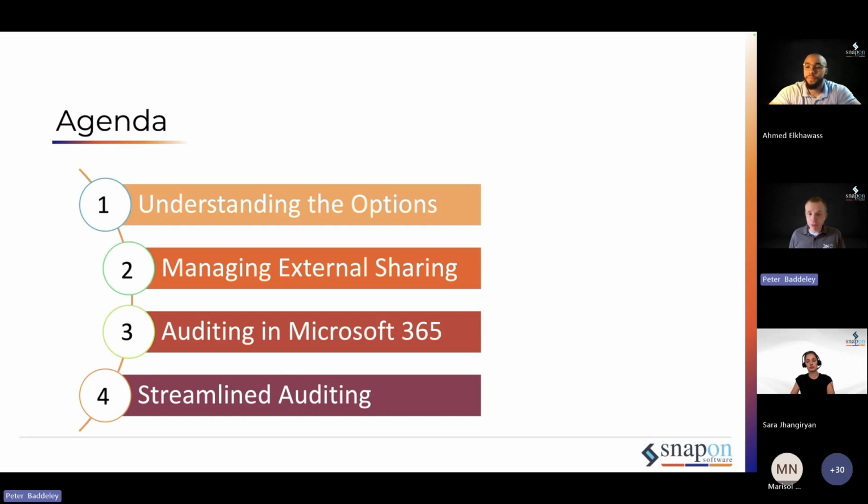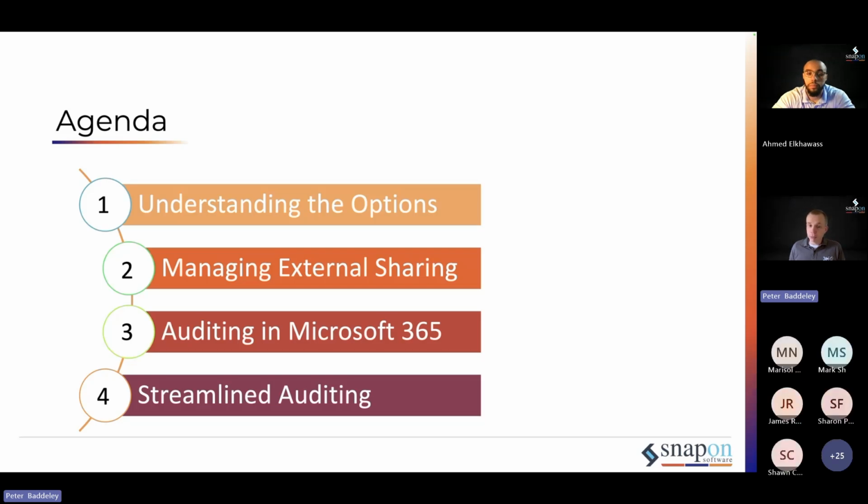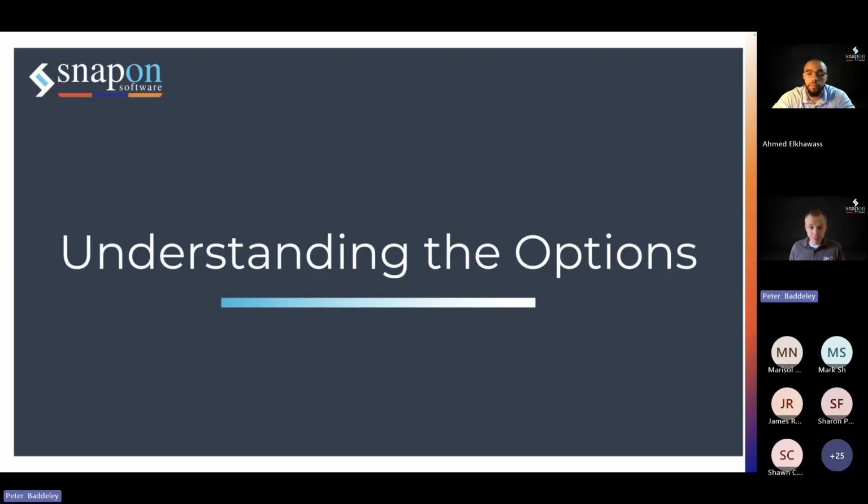So a brief agenda, we've got a lot to cover. We're going to be talking about external sharing, external access in Microsoft 365. So first I'll talk a little bit about understanding the options. Then I'll talk about the managing of external sharing. Then we'll move on to auditing in Microsoft 365 with relevance to external access. And finally, we'll look at some options for streamline auditing and how SnapOn Software products can help with that.